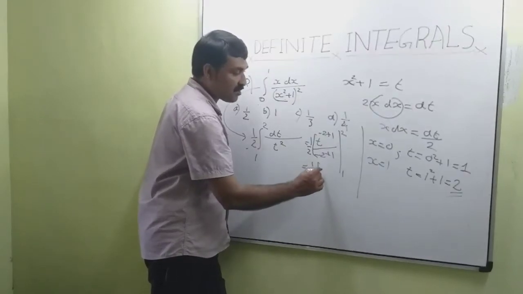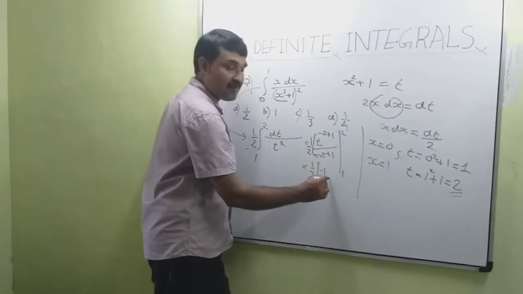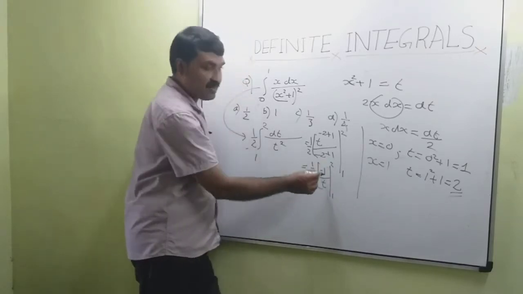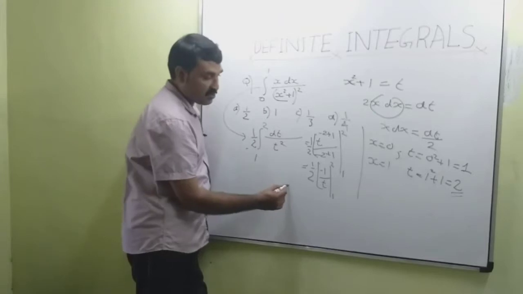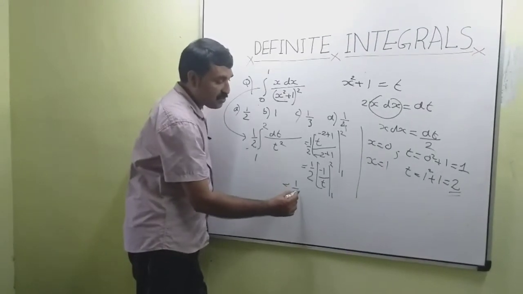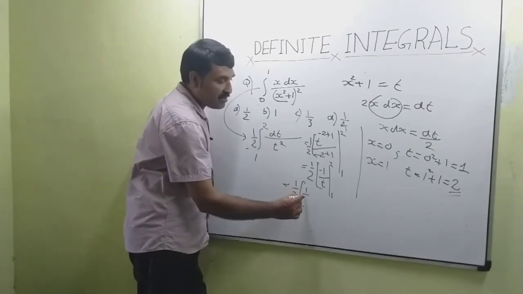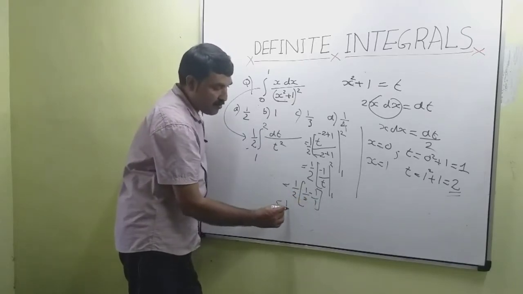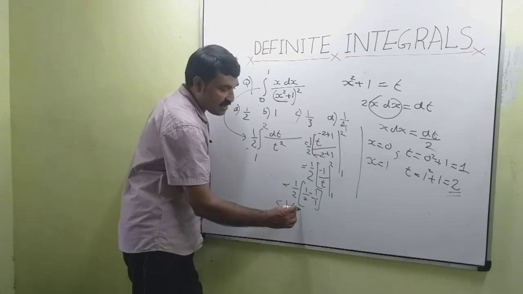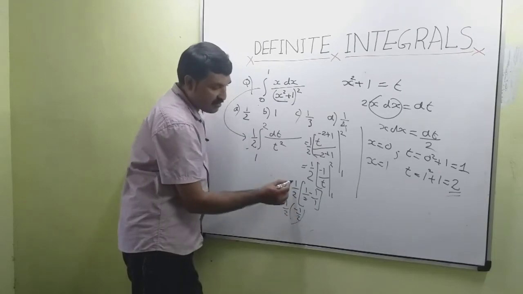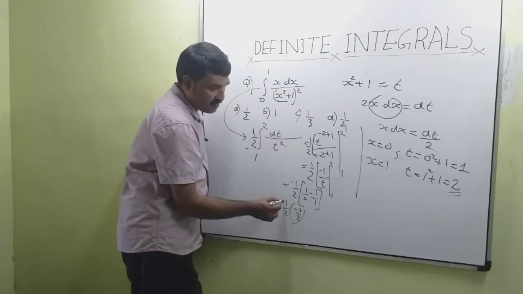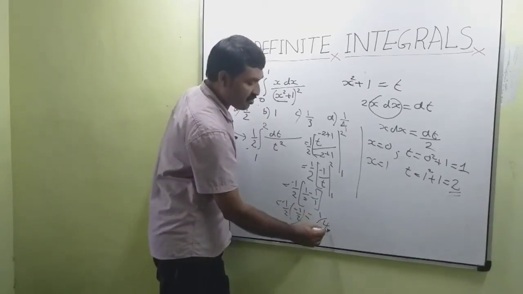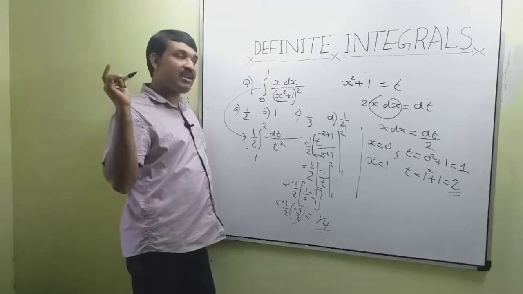Now this becomes minus 1 by t. Limit 1 to 2. This minus can be taken outside. So this is equal to 1 by 2 integral, 1 by 2 minus 1 by 1. So this is equal to 1 by 2 minus 1 by 2. Here it is a minus, right, minus. So this is equal to 1 by 4. So our answer is option number D.